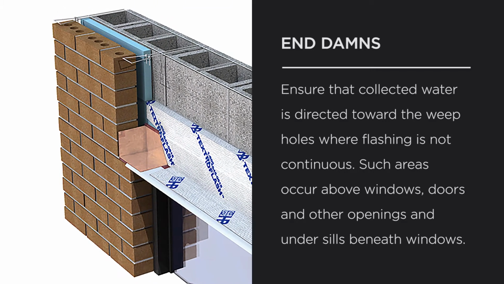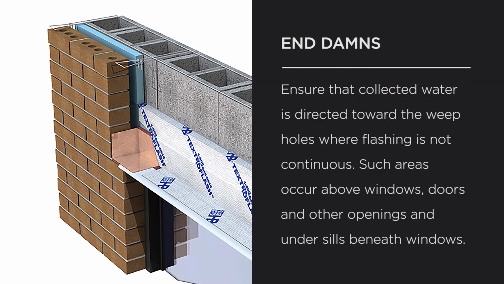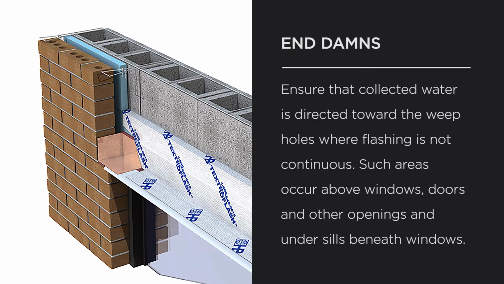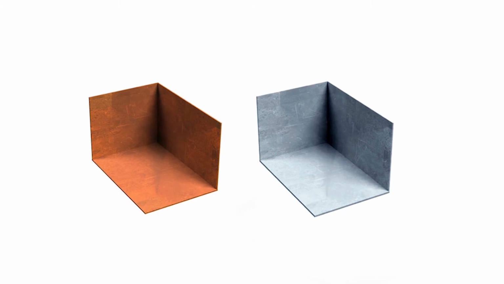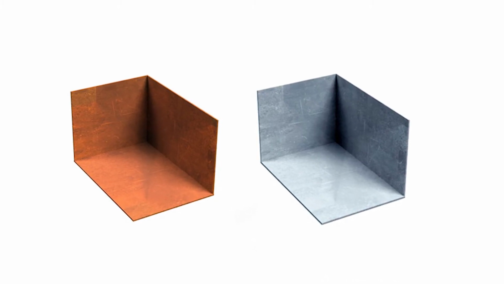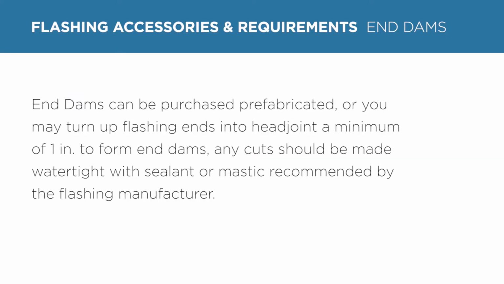Such areas occur above windows, doors, and other openings, and under sills beneath windows and at terminations. Often end dams can be purchased prefabricated, or you may turn up the flashing ends into a head joint at a minimum of 1 inch to form end dams. Any cuts should be made watertight with sealant or mastic recommended by the flashing manufacturer.